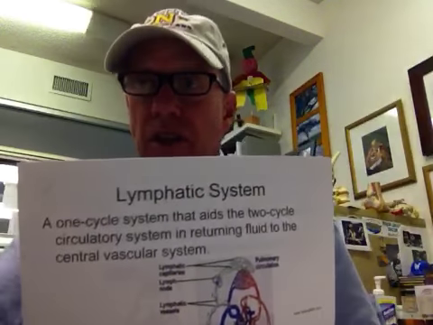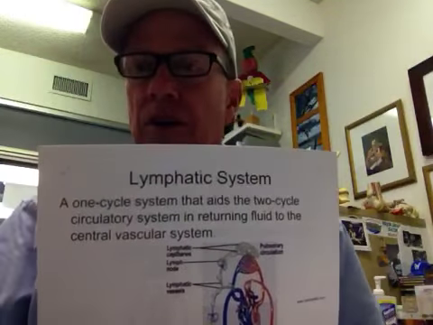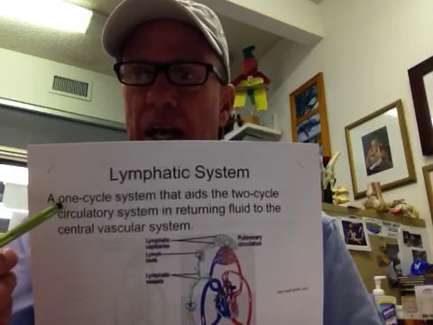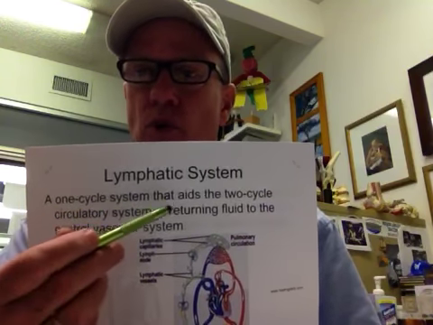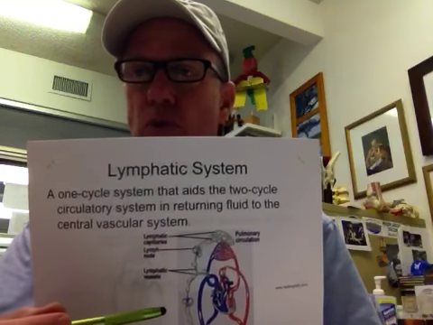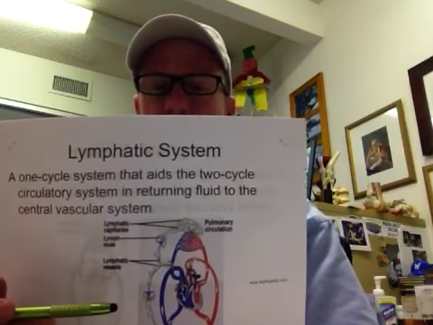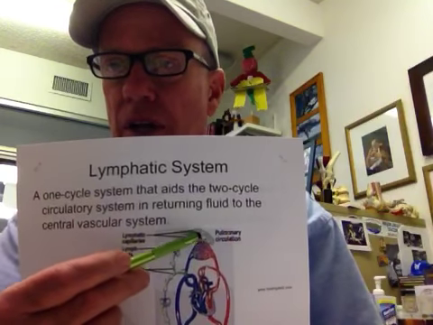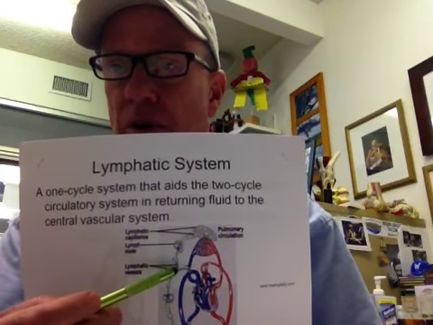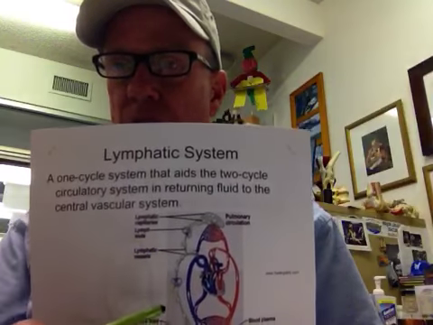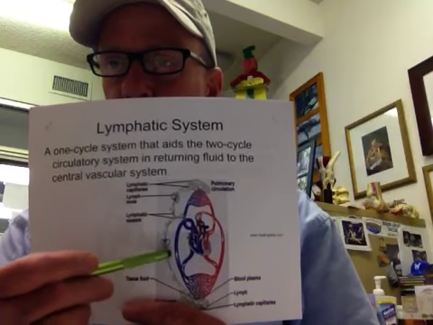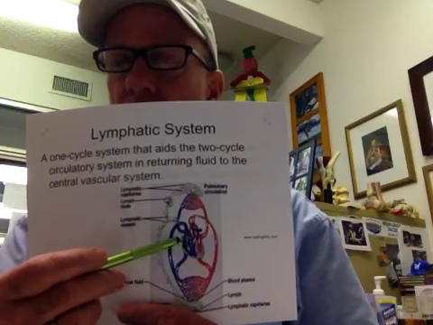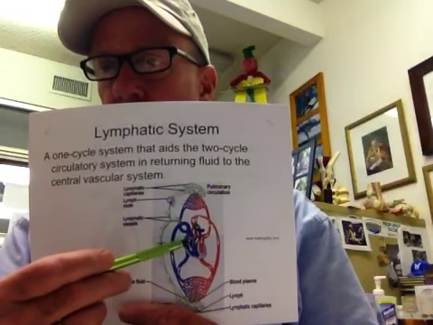We begin our study of the lymphatic system, and what we need to know schematically is that the lymph system is a one-cycle system that supports the two-cycle cardiovascular system. And so you see that the collection of lymph from pulmonary circulation, from the general circulation, moves into the right side of the heart via the superior vena cava.